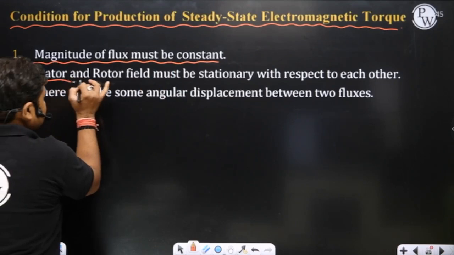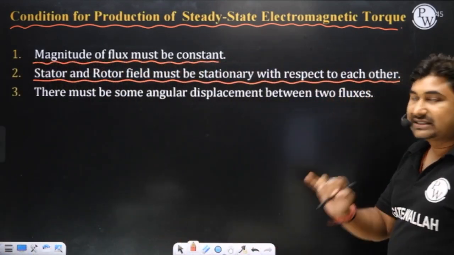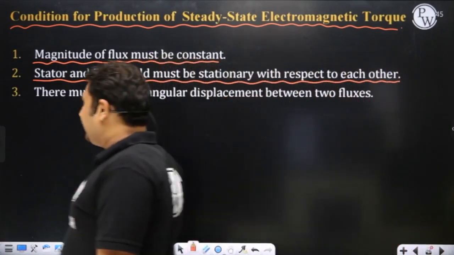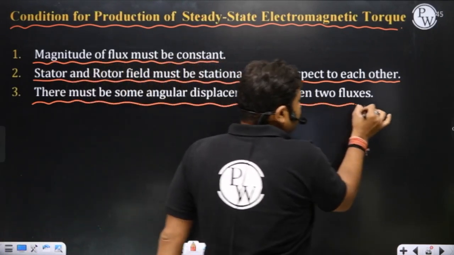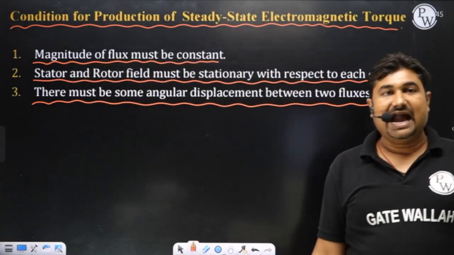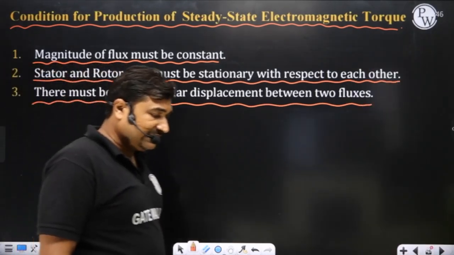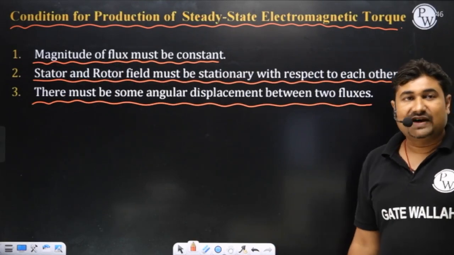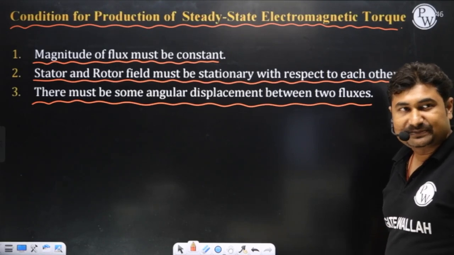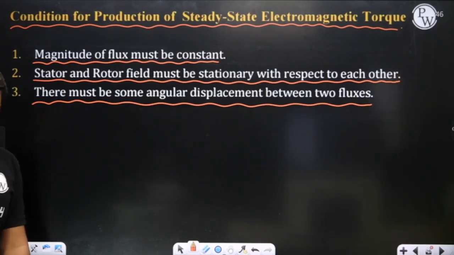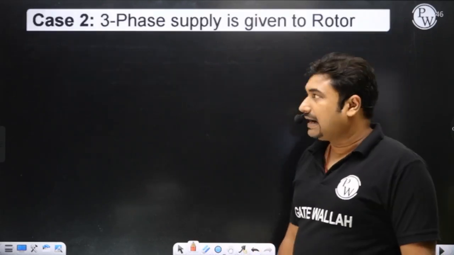Second thing is stator and rotor field must be stationary with respect to each other. Third is there must be some angular displacement between the two fluxes. Let me complete all the 3 cases, and just as fast as I am completing all the 3 cases, you are going to fall in love with this machine. So these are the conditions for production of steady state electromagnetic torque.